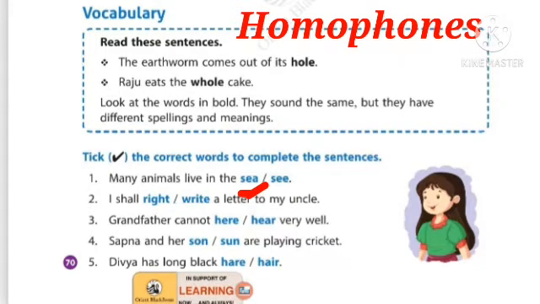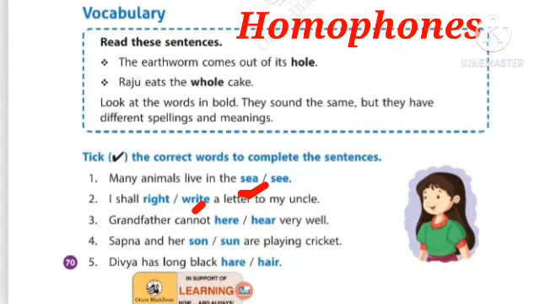Second sentence: I shall write a letter to my uncle. Here, R-I-G-H-T, right, or W-R-I-T-E, write. Which is the right one? Yes, W-R-I-T-E, that is the right one. I shall write a letter to my uncle.